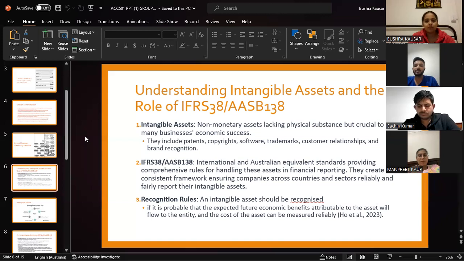reporting in any organization. The standard stipulates that an intangible asset should be recognized only if it is probable that the expected future economic benefits attributable to the asset will flow to the entity and the cost of the asset can be measured reliably. This standard creates a consistent framework under IFRS and AASB 138. This framework makes sure that companies across countries and sectors can reliably and fairly report their intangible assets. Next slide, please.